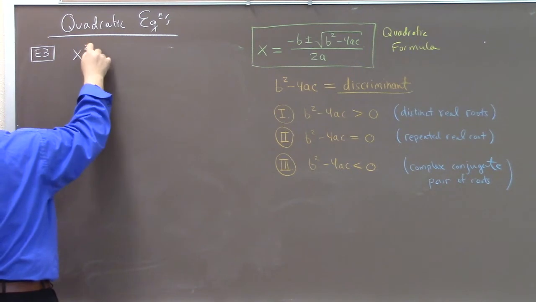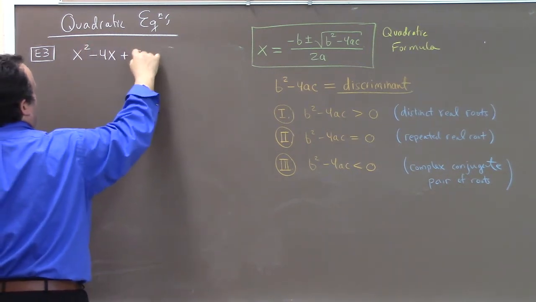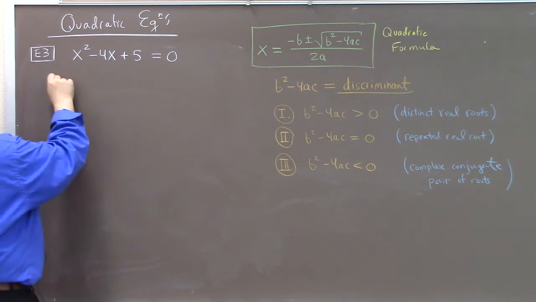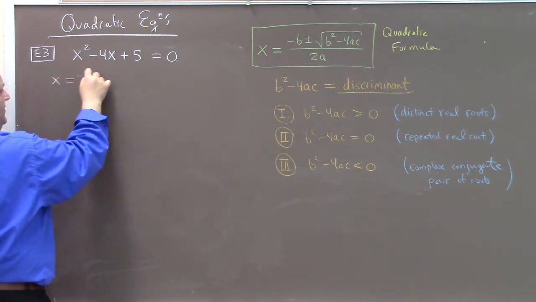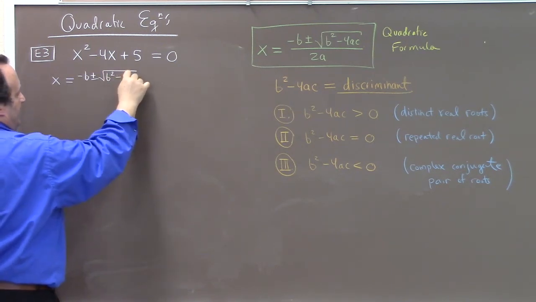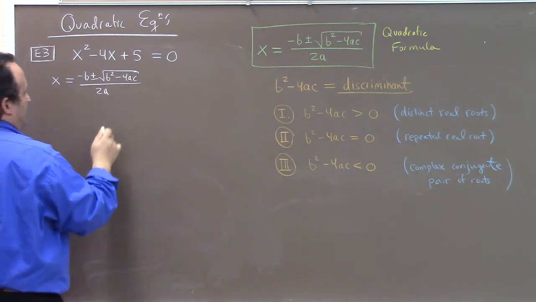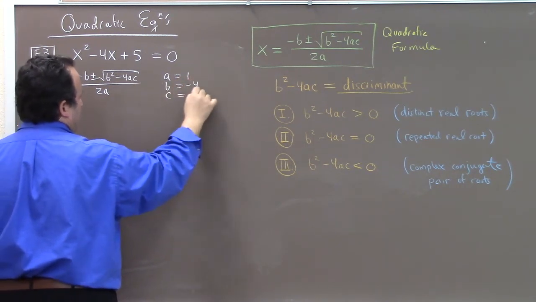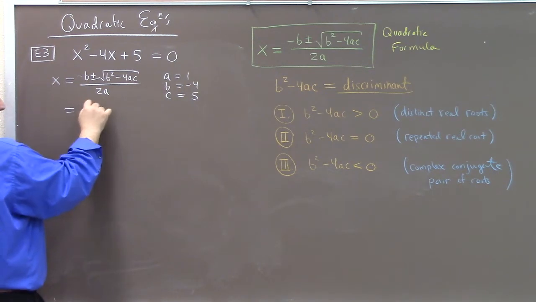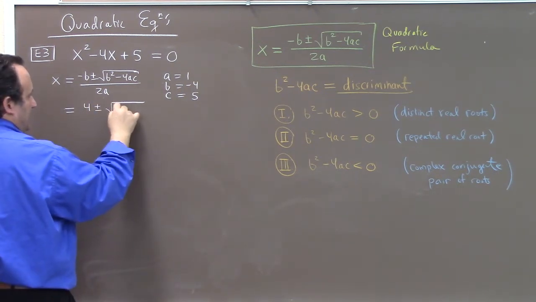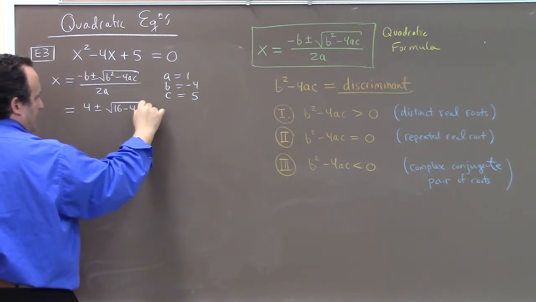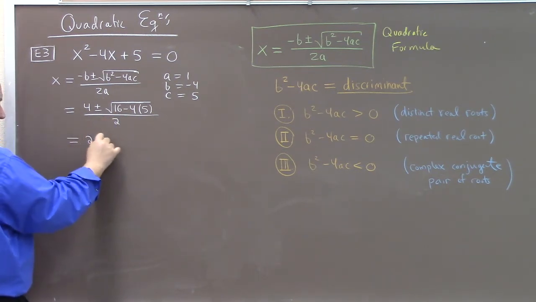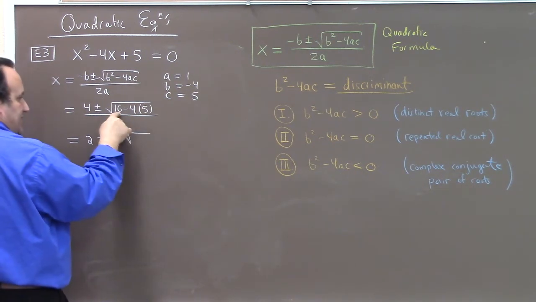Three. Suppose we look at x squared minus 4x plus 5 equals 0. Let's solve this equation. If I use the quadratic formula, I get x equals minus b plus or minus the square root of b squared minus 4ac over 2a. Here a is equal to 1, b is equal to minus 4, c is equal to 5. So we get 4 plus or minus the square root of 16 minus 4 times 5, all divided by 2. So this gives me 2 plus or minus 1 half times the square root of 16 minus 20, which is minus 4.